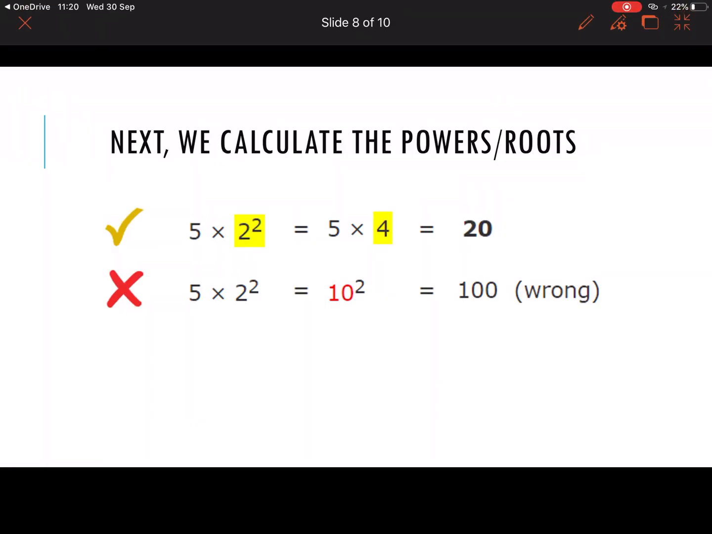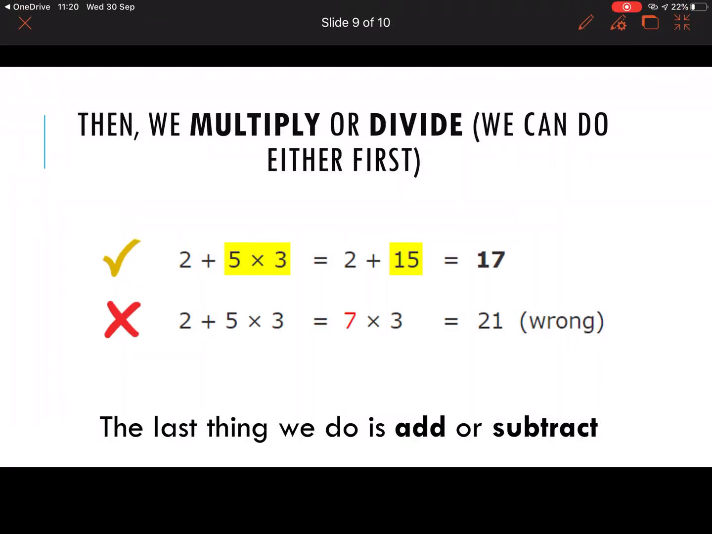Next, we deal with the order, which, like I said, is your powers or roots. So in this case, we don't do 5 times 2 first. We do 2 squared first. 2 squared is 4 and multiplying comes after. 5 times 4 is 20. After this, we multiply or divide, and it doesn't matter which one we do first.